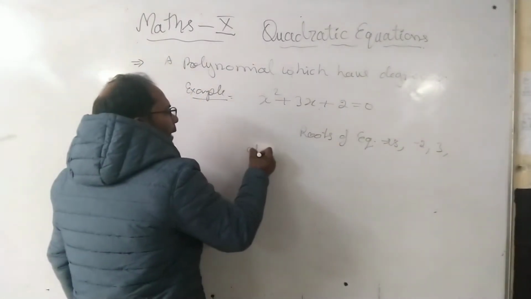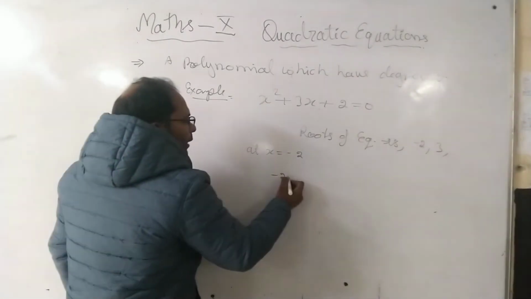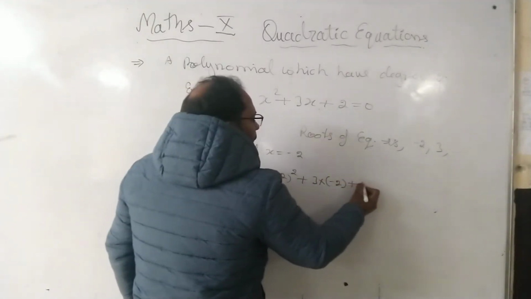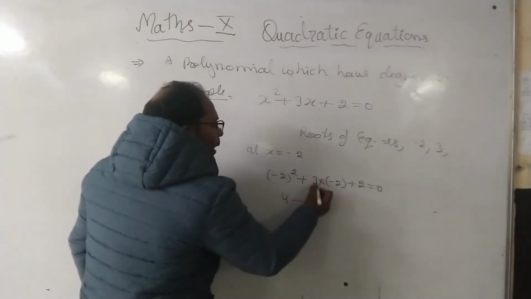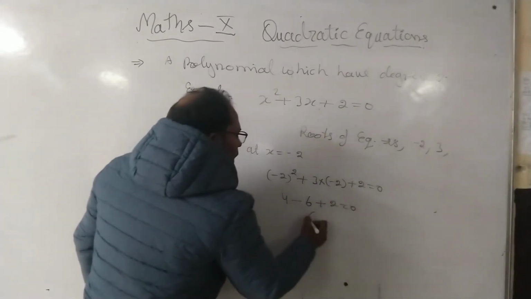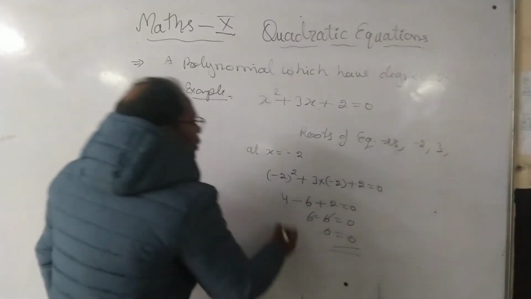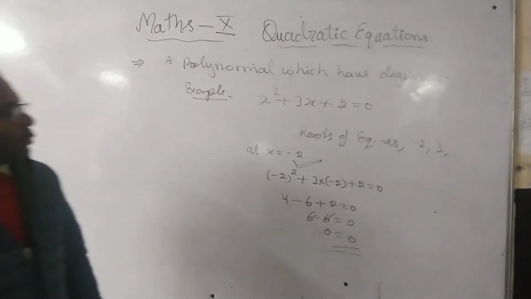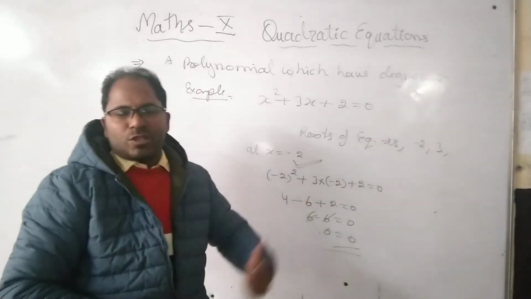First of all, put x equals to minus 2. We get minus 2 square plus 3 into minus 2 plus 2 equals to 0. Minus 2 square will become positive 4. Minus 3 into 2 is minus 6. Plus 2 equals to 0. Now 4 minus 6 plus 2 equals to 0. 0 equals to 0. So minus 2 is a root of this equation because it has satisfied this equation.